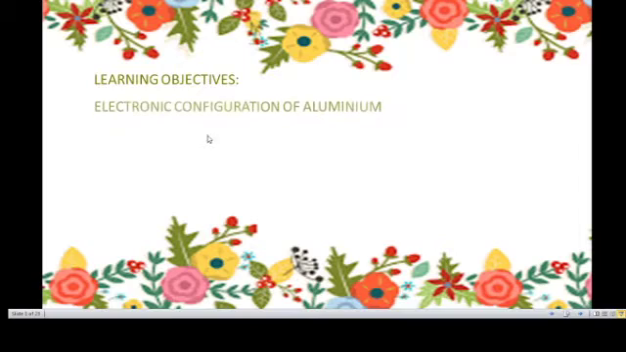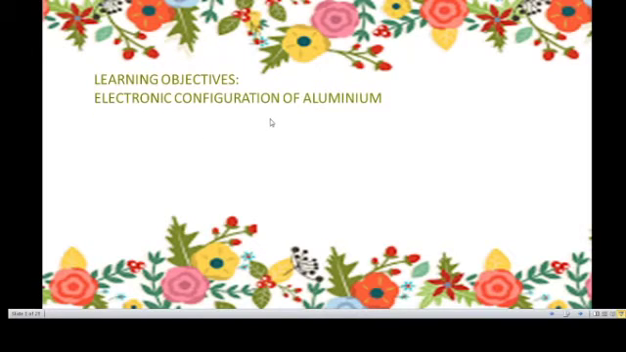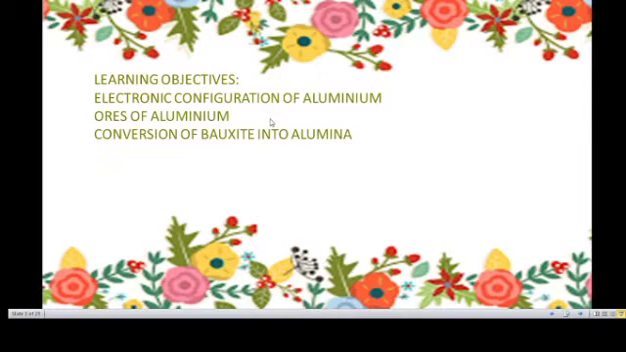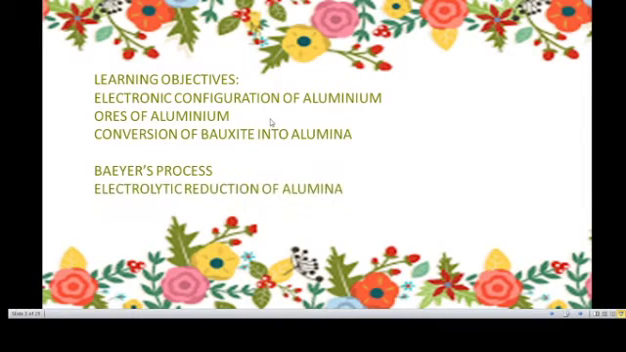The learning objectives: electronic configuration of aluminium, ores of aluminium, conversion of bauxite into alumina, Bayer's process, electrolytic reduction of alumina, and Hall's process.